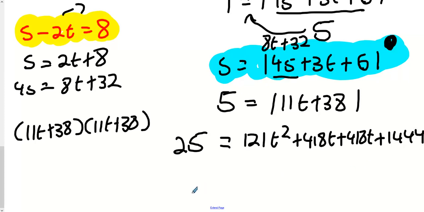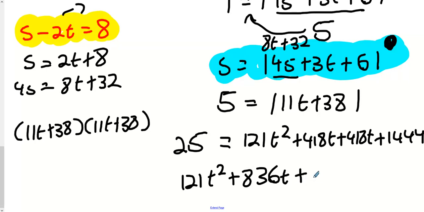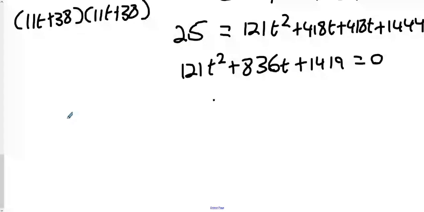Okay, going to bring it all to one side. 121t squared, 418 plus 418 is 836, t squared, or sorry, just t. And then 1444 minus 25 is plus 1419. Now, you're not going to mess around too much with this. You're just going to do the minus b formula straight away.